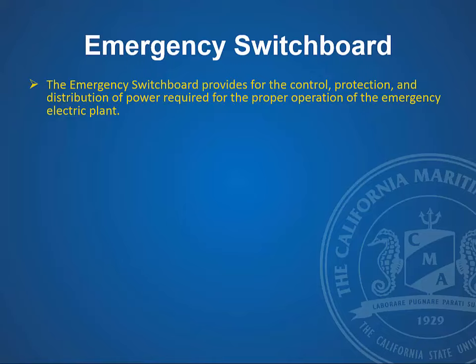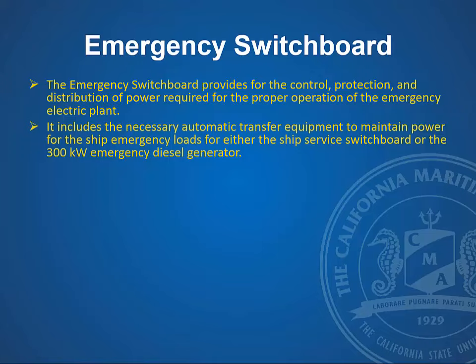So the emergency switchboard provides for control, protection, and distribution of power required for the proper operation of the emergency electrical plant. It includes the necessary automatic transfer equipment to maintain power for the ship emergency loads from either the ship service switchboard or the emergency generator. This is in the case, by the way, of our school ship, where the emergency diesel generator is 300 kW. Now, our main generators are 900 kW.